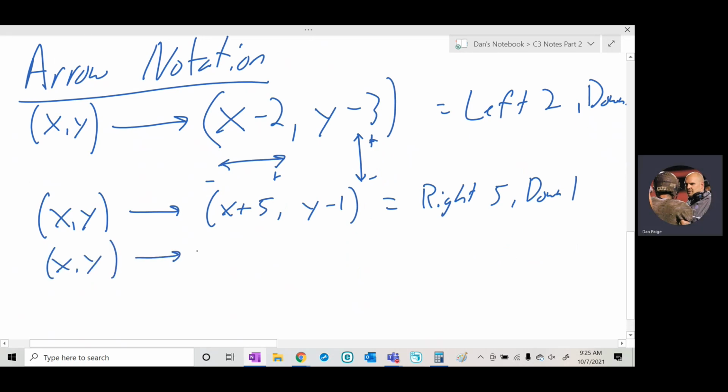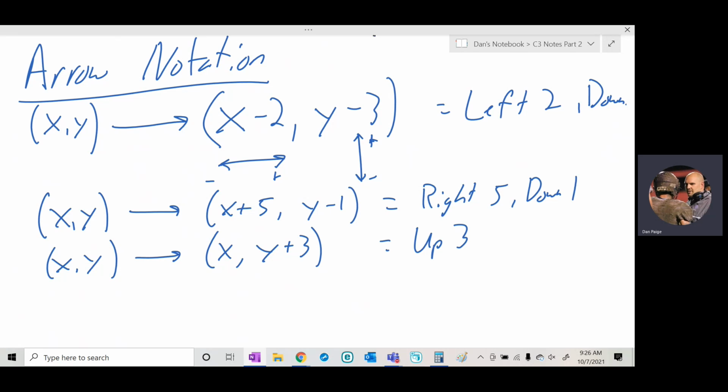X, y, arrow, and then I put this: X, y plus 3. What's going to happen there? Ooh, let's give a guess. Yes? Sure. Now, I wouldn't have to say move it 0. So I could just say only that it's going to go up 3. Right? Because you don't need to say move left and right 0. That's just unnecessary to say.